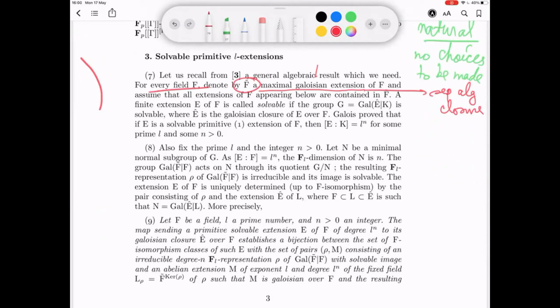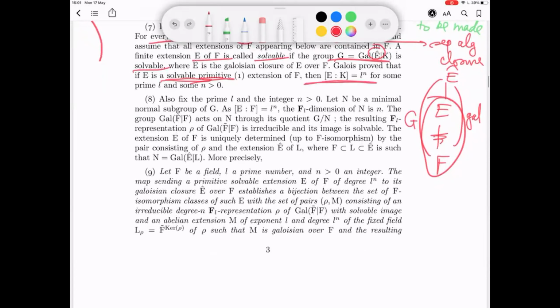Okay, and I recall that an extension E of F is called solvable if, when I take the Galois closure of E, so you have E over F, then you have the Galois closure, the smallest Galois extension of F containing E, that's the Galois closure. So there's a group, and if that Galois group, this G, is solvable, then you say that this extension E over F is solvable. And of course, it's called primitive if there are no intermediate extensions, right? Now, we have proved that if it's solvable and primitive, then the degree is a power of some prime. So let's fix that prime and let's fix the exponent.